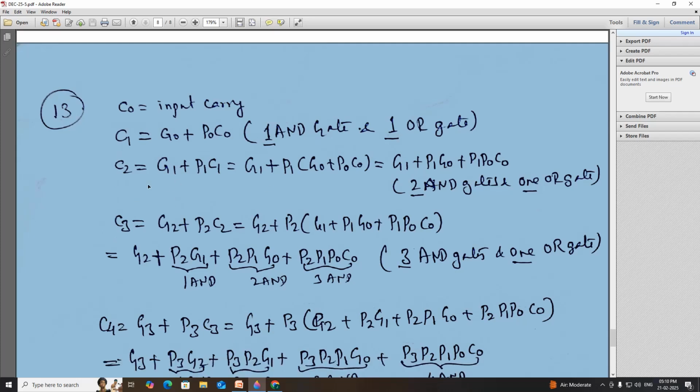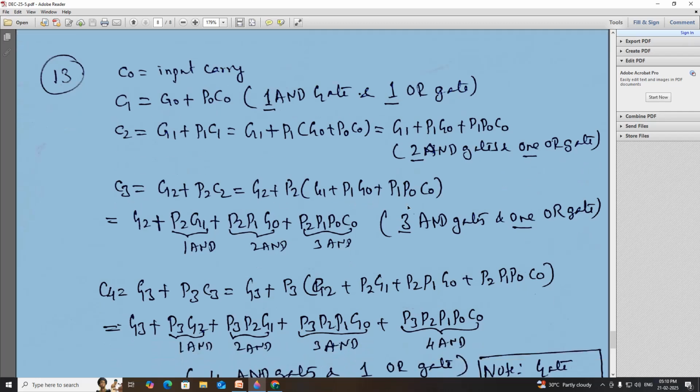For C2, you can substitute C1 here, and the expanded version becomes this. So AND gate 1, AND gate 2, so 2 AND gates, and we need one OR gate for addition of all these three terms. Similarly for C3, how many AND gates are required? The final expression is here. So AND gate 1, AND gate 2, AND gate 3, and one OR gate. So 3 AND gates, one OR gate.